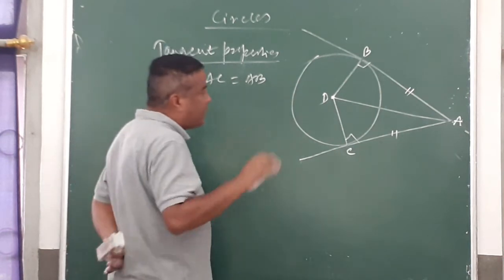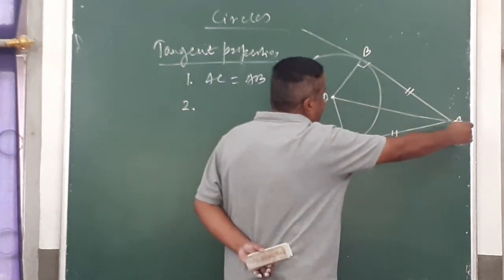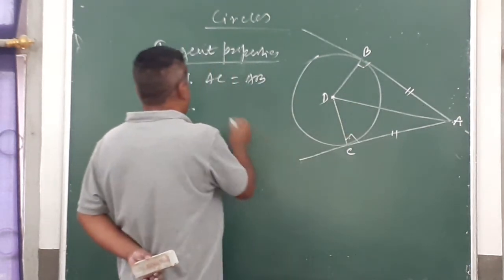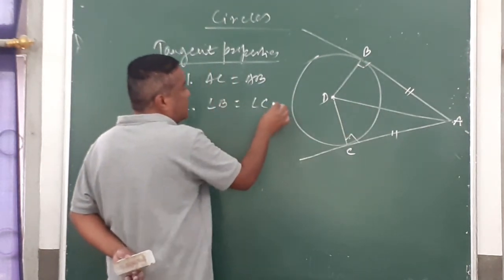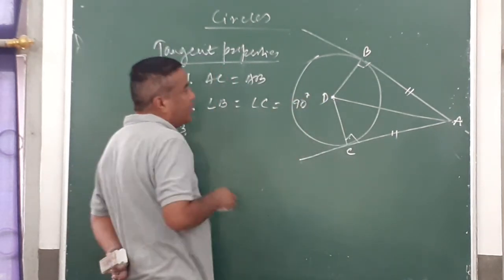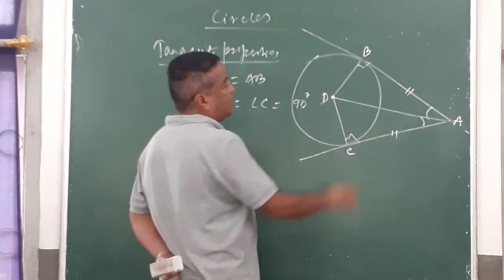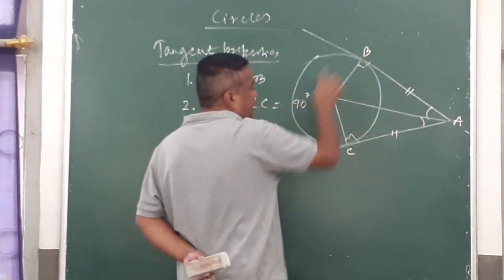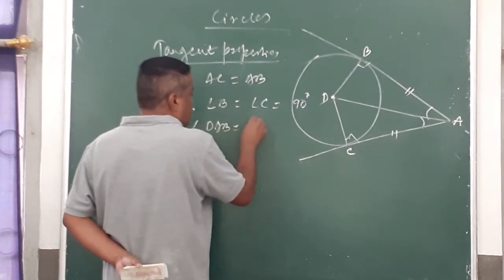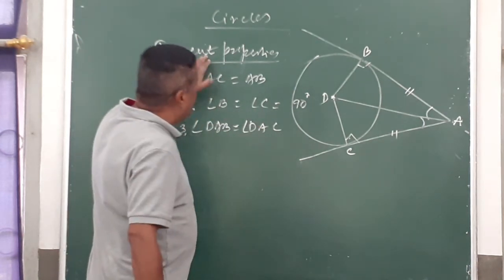Number two, which is very important, this is center, this is radius, and this is your tangent. So radius and tangent, whenever it will meet, this angle is called 90 degrees. So here angle B equals to angle C equals to 90 degree. This is very important theorem. Number three, these two angles are equal. These two angles are equal means which angle? Angle DAB and angle DAC. Angle DAB equals to angle DAC.